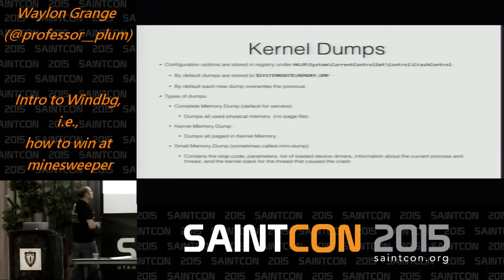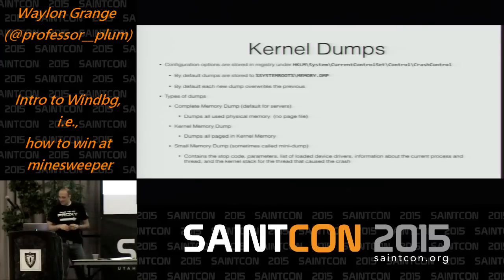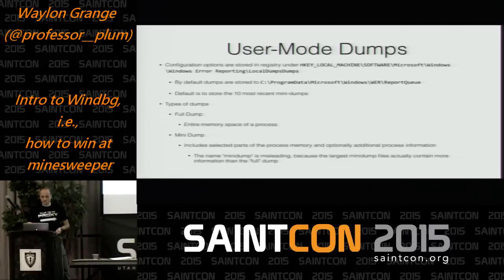There's the normal kernel memory dump, which just dumps all the kernel memory when a crash happens. And then there's the small dump, which is sometimes called a mini dump, which contains just kind of where the crash happened, the call stack, and maybe some other related information to help you diagnose the crash, but it's not going to give you all the memory.